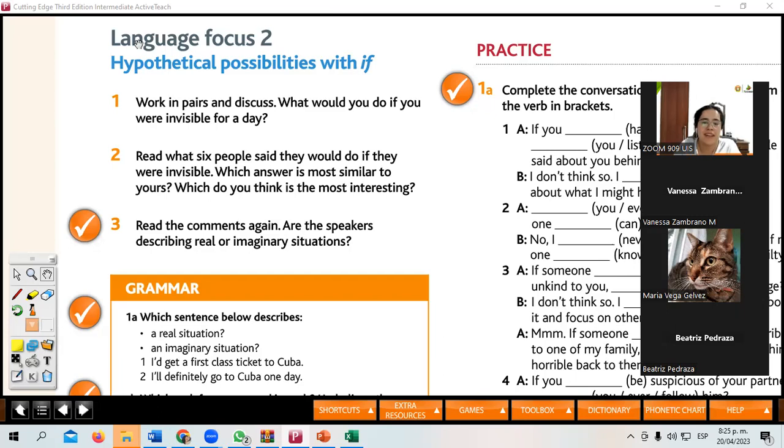Okay, so you had some minutes to think about what would you do if you were invisible for a day. Okay, I have an answer on the chat. If I were invisible for a day, I would go to the cinema and watch movies for free. Okay, let's see anyone else, another student that wants to participate. Or you can send me your answers on the chat. Someone says, I would scare people. Okay, what else? Tell me. Write on the chat or open your microphones and tell me.